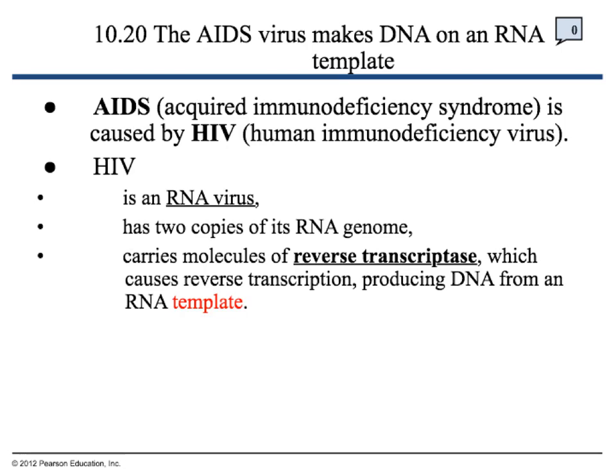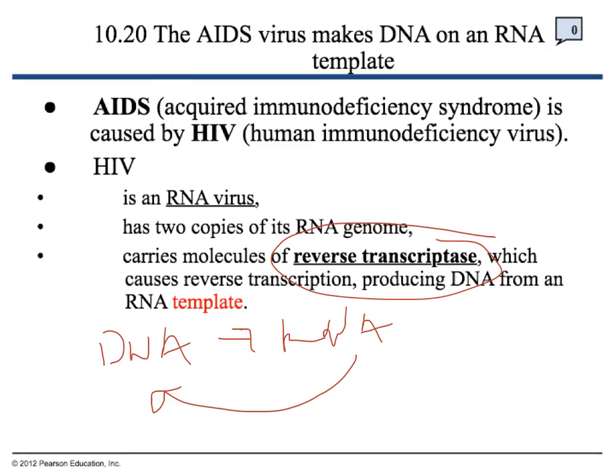So AIDS, the acquired immunodeficiency syndrome, is, like I had already said, caused by the HIV virus. So it is RNA. You do have 2 copies of the RNA genome. One is the instructions, and the other one has instructions to make this protein called reverse transcriptase. Remember we talked about how we can go from DNA to RNA by transcription, but we never talked about going the other way, and that would be reverse transcriptase, and we have to have a special enzyme in order to do that, and that has to be brought along with the virus.